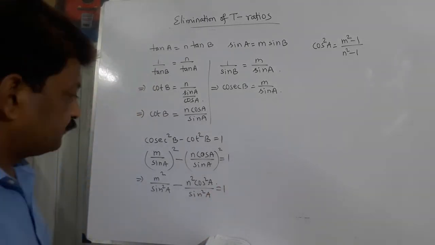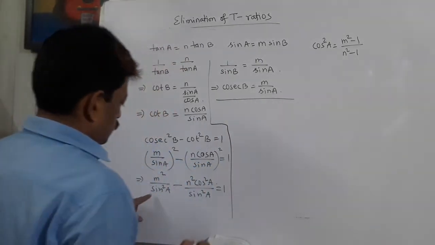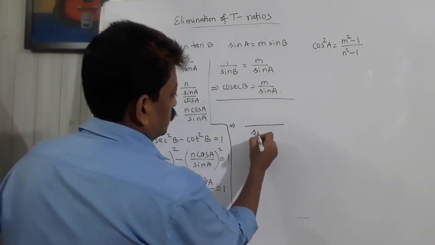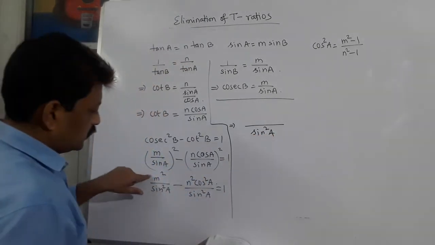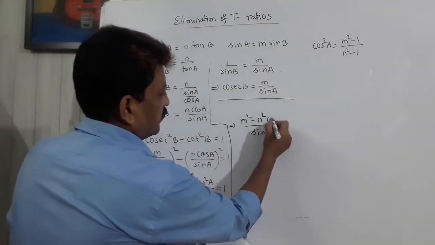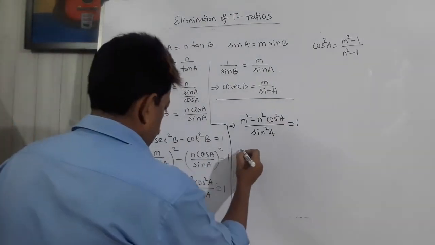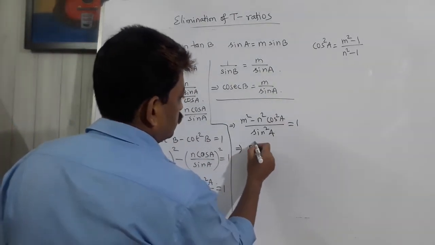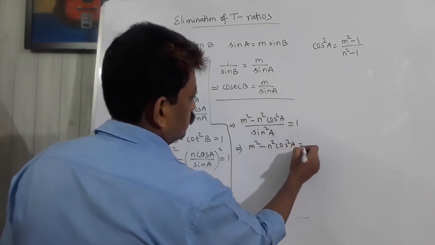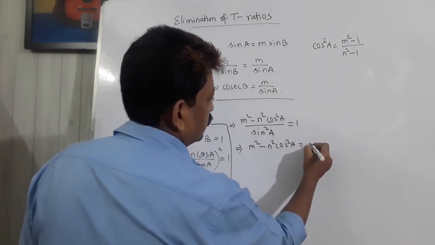Hope you are getting it. Now the LCM of these two will be sin square A, and in the numerator it will be m square minus n square cos square A, that is equal to 1. Okay, so m square minus n square cos square A equals, this sin square A will go to that side, so it will be multiplied with 1, so it will be sin square A.